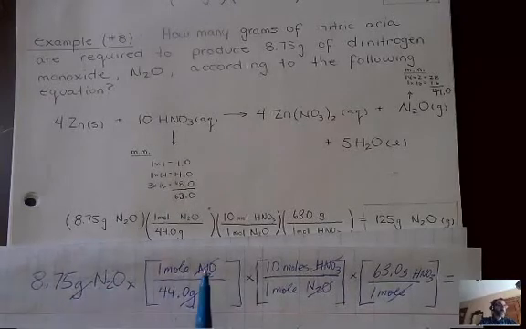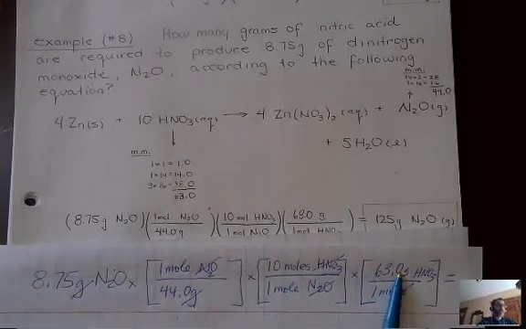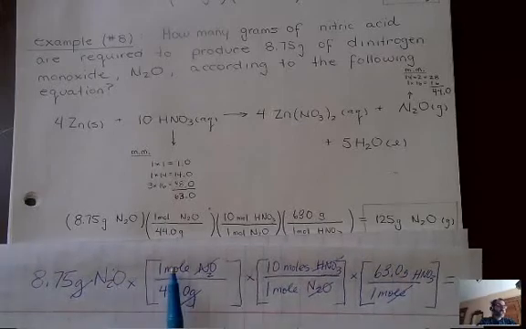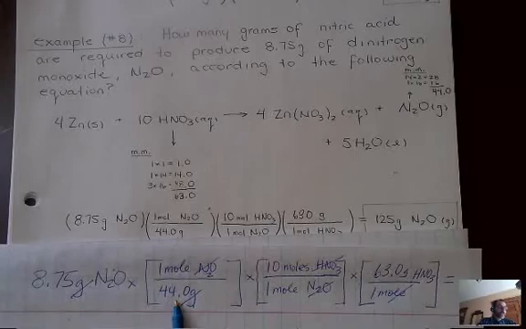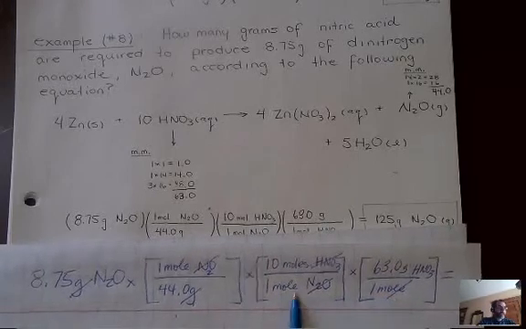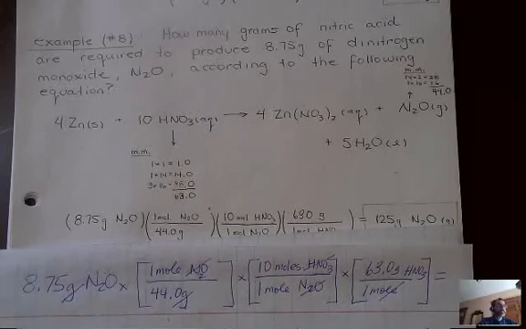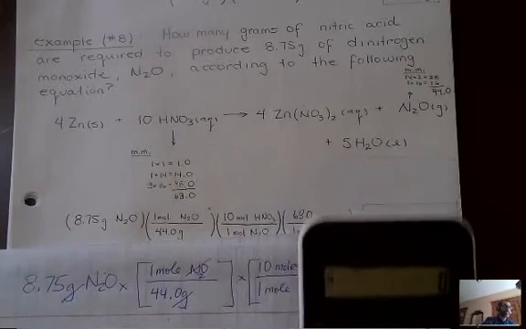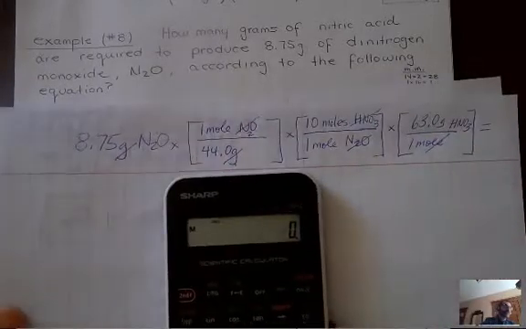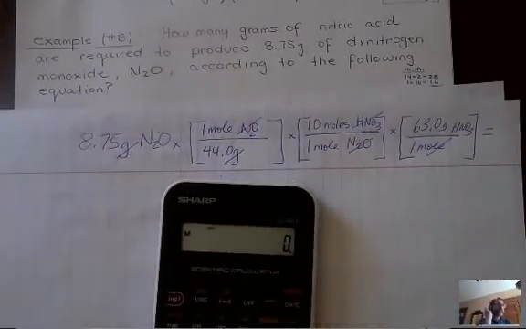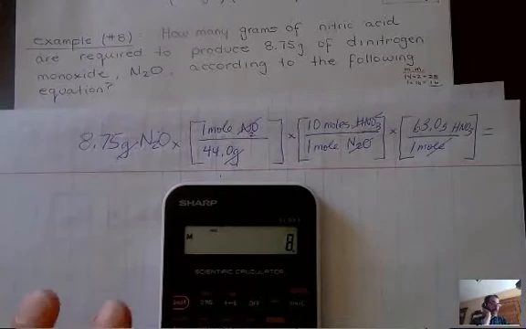Other way to do it, go across the top. This guy's in the numerator, numerator, numerator, numerator. So do all the numerators. 8.75 times 1 times 10 times 63, hit equals, divided by 44, divided by 1, divided by 1. Don't waste your time dividing by 1. That doesn't change anything. Either way. Okay, so this time I'm going to go straight across and show you that it works. Okay, so let's put this up here and put this down here and see if you agree. Okay, so 8.75. As long as I hit equals in between, I should be okay. Divided by 44.